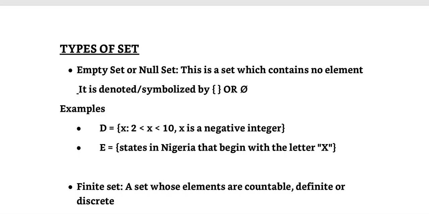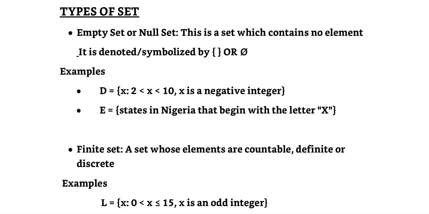Then the second type of set we'll be looking at is a finite set. A set whose elements are countable, definite, or discrete. We've looked at examples like that, right? We can really define the contents of this set. We can really count them out. We could really state them out, right? They are definite, they are discrete.